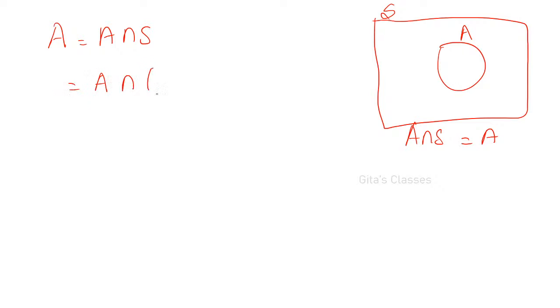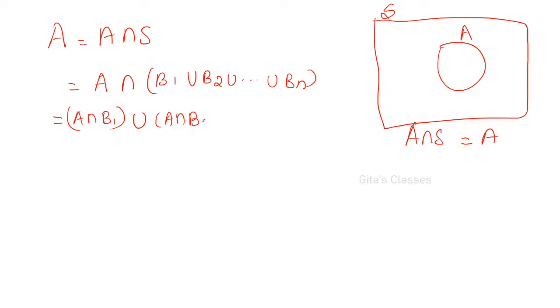Okay. What is our S now? Just now we have assumed that B1, B2, etc., Bn are exhaustive events, right? So S is B1 union B2 union etc. union Bn. A intersection (B1 union etc. Bn). Now you apply the distributive law. That is, A intersection B1 union A intersection B2 union etc. A intersection Bn.